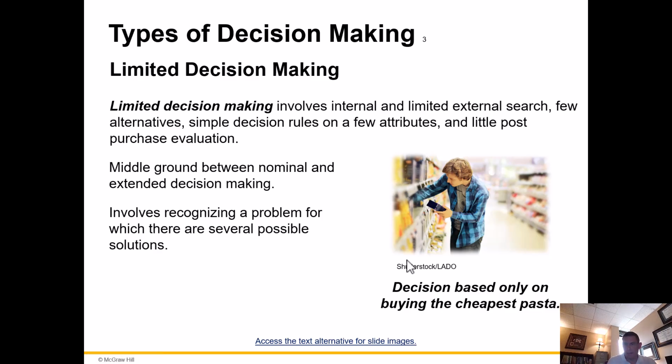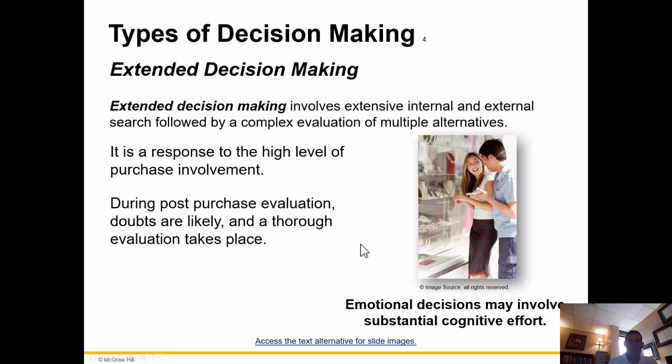So limited decision making involves internal and limited external search. Few alternatives, simple decision rules on a few attributes, and little post-purchase evaluation. It's kind of the middle ground between a nominal and extended decision making. It involves recognizing a problem for which there are several possible solutions. So the decision is based on only buying, for example, we see in the picture here, the cheapest pasta. So maybe somebody's on a budget, they're very price conscious, very cost aware. So they may just want to get the cheapest one they can.